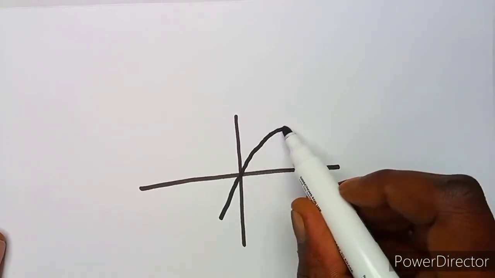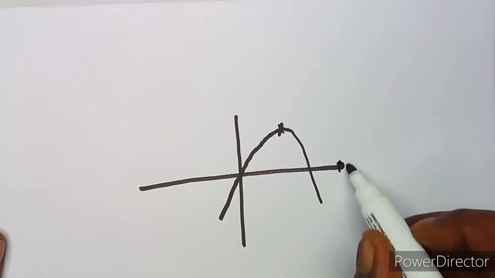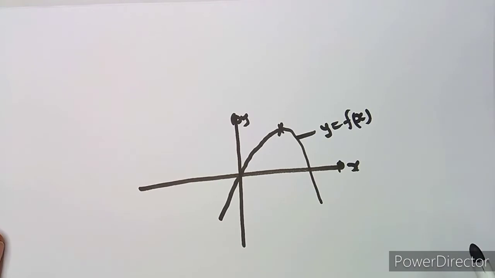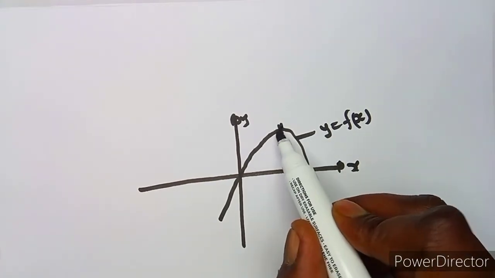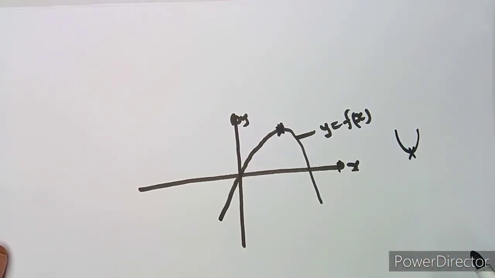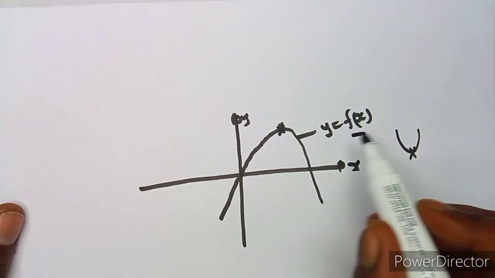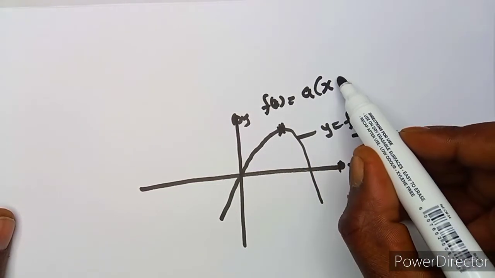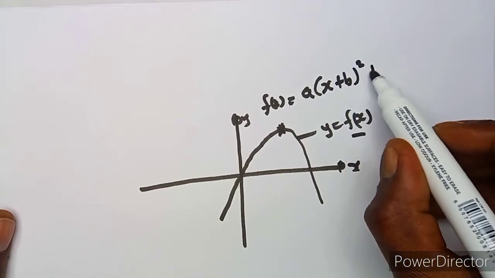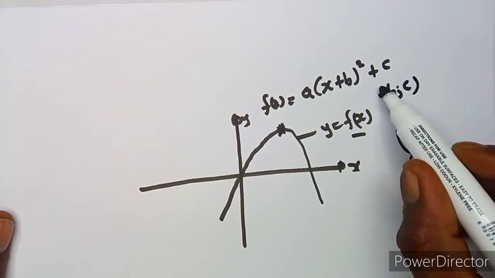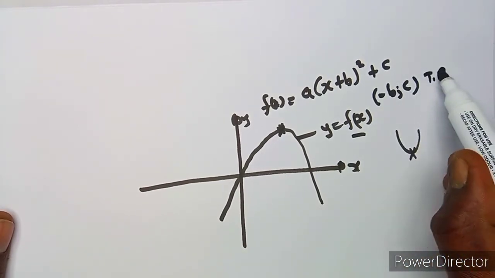Maybe I've got a function like this. This is your x and this is your y, which is equivalent to f of x. For this function at this turning point here, this is your maximum, or whether it's like this, we've got your minimum turning point. If you write this f of x in the form a(x + b)² + c, it means (minus b, c) is the coordinate of the turning point.